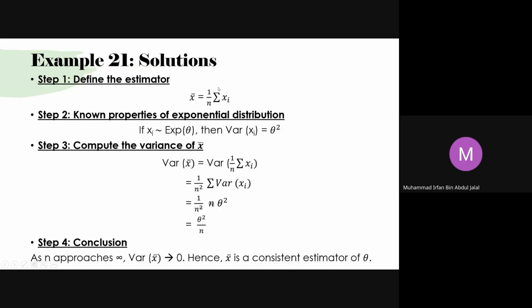Then we define the estimator. Sorry, I didn't put the estimator there. The estimator is like this: a sample, the x bar, which is the sample mean. So you know that this is the usual formula for your sample mean. Okay.